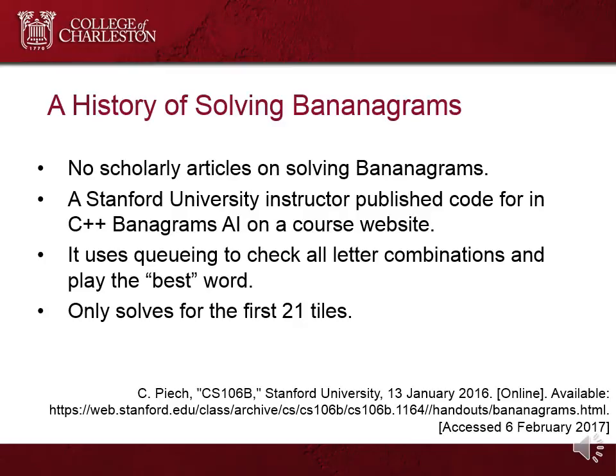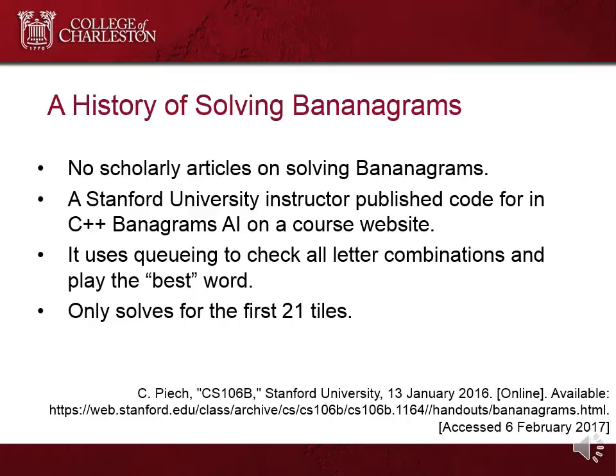There is only a brief history of solving Bananagrams. There are no scholarly articles on solving Bananagrams. Google Scholar turned up a computer vision article that was supposed to take a picture of a Bananagrams board and help the player play a word, but word suggestion is handled by sending data to an undisclosed anagram solving website. That's not to say there hasn't been any progress in the field.